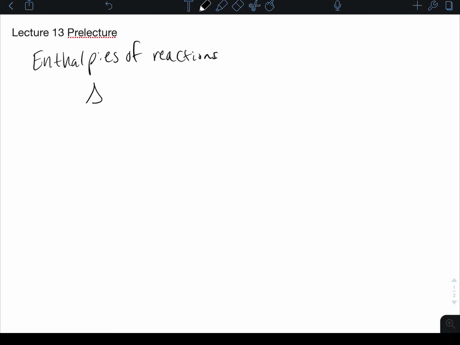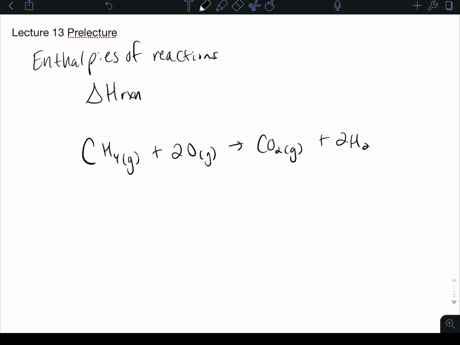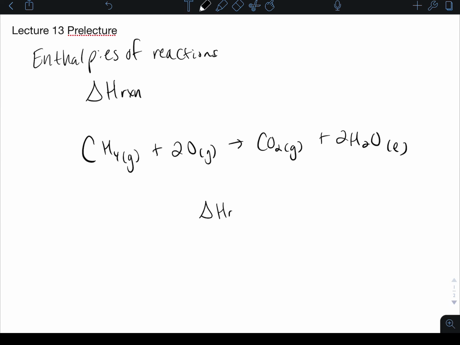And we would write this as delta H Rxn, enthalpy of your reaction. Generally when we look at the enthalpy of a reaction, such as for this one right here, we have methane gas plus oxygen gas goes to carbon dioxide gas and 2 water molecules. This is just a simple combustion reaction.